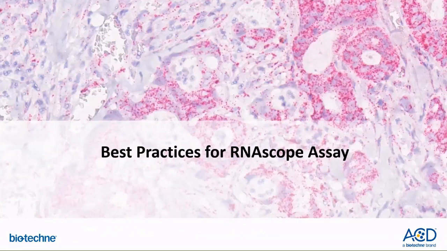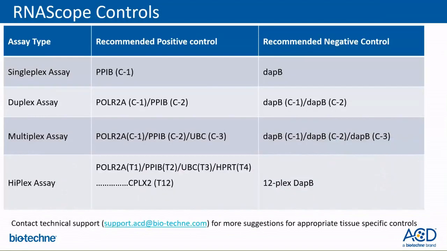Let's now discuss some best practices while running the RNAscope assay. One best practice that we highly recommend is to include controls, both positive and negative, in your assay. Positive controls are used to ensure that the assay workflow is appropriate and also to confirm RNA integrity in your sample. Negative control is used to confirm signal specificity.